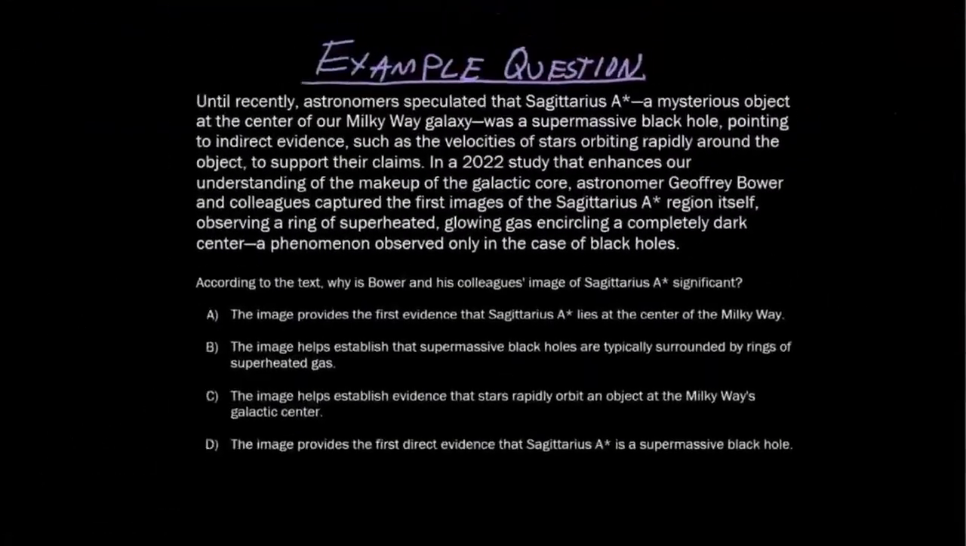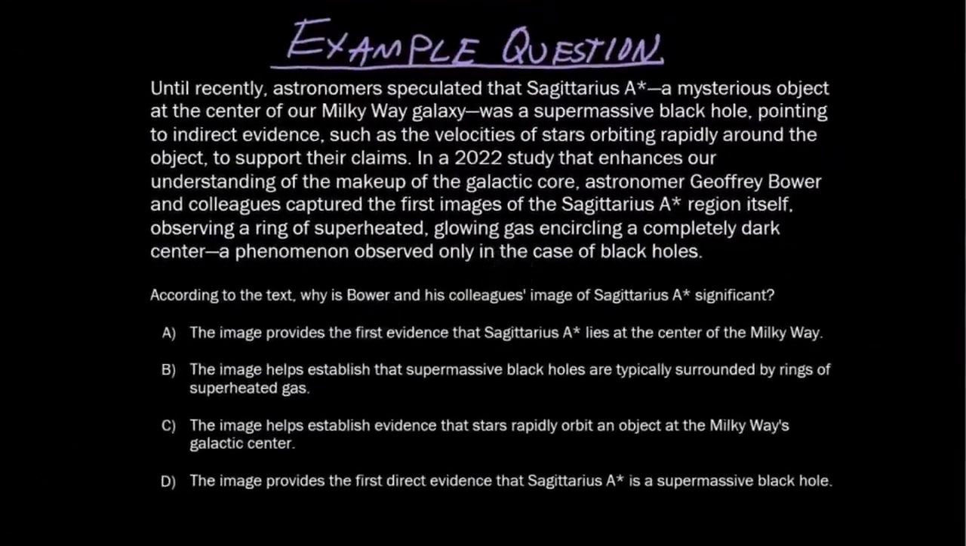Let's see what that means with our example question. So, until recently, astronomers speculated that Sagittarius A*, was a mysterious object at the center of our Milky Way galaxy. It was a supermassive black hole, pointing towards indirect evidence, such as the velocity of stars orbiting rapidly around the object, to support their claims. In a 2022 study that enhances our understanding of the makeup of the galactic core, astronomer Jeffrey Bauer and colleagues captured the first image of Sagittarius A* itself, observing a ring of superheated glowing gas encircling a completely dark center, which is a phenomenon only observed in the case of black holes.